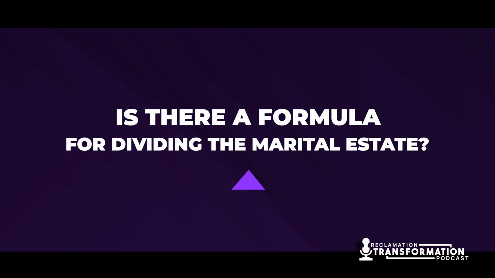So the first one is, is there a formula for dividing the marital estate? Remember, in dividing the marital estate, we're not talking about anything with separate property. For more of a definition of separate property, look at some of our other videos. So when you ask, is there a formula? Not really. You're dividing what is called community property in the state of Texas. The starting point is really a 50-50.